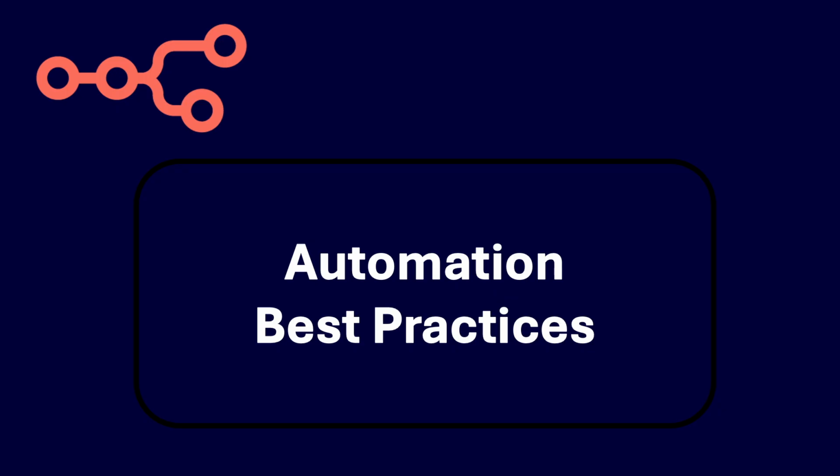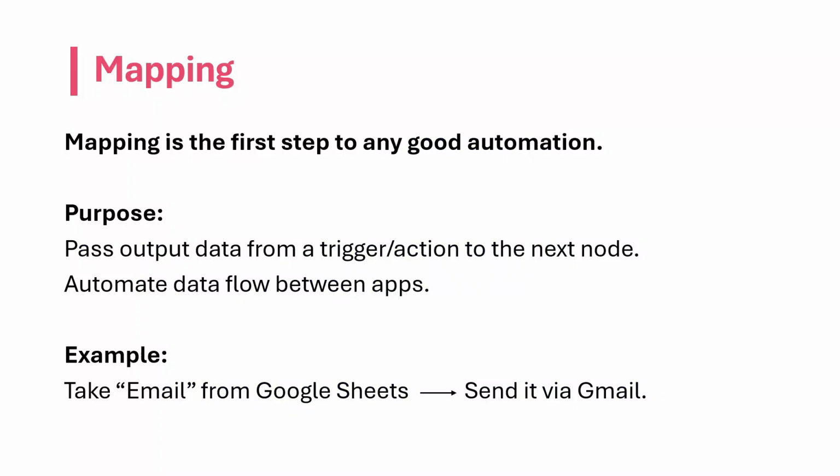Now we will move to the most important part, and that is mapping. Mapping is the first step to any good automation. Mapping means passing data from one node to another. That is like creating a flow or a map. So, for example, when you get an email address from Google Sheets, you can map that email directly into the Gmail node to send messages automatically. It's basically connecting the output of one step with the input of another, allowing smooth data flow between your applications.